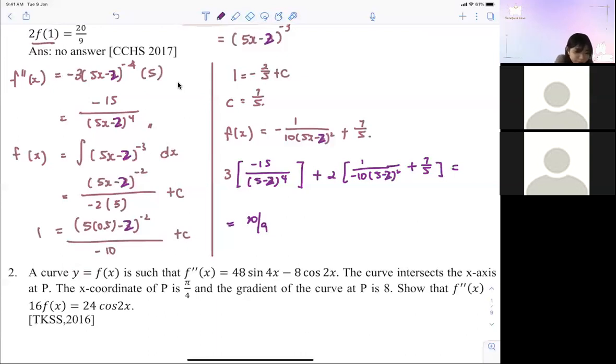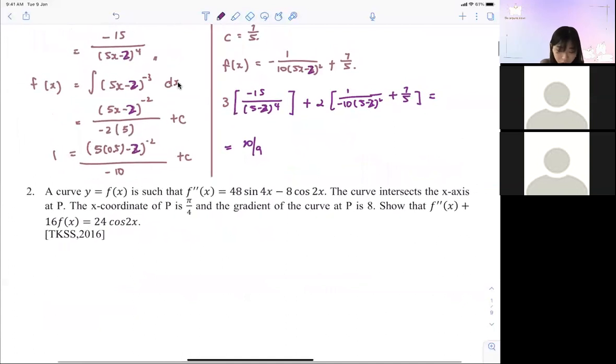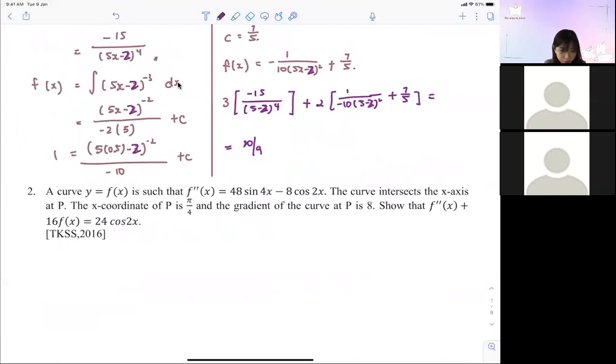Okay, Joshua, done? All right. Dylan, done? All right. Using the same method, can you help me try question 2? Dylan, try question 2.